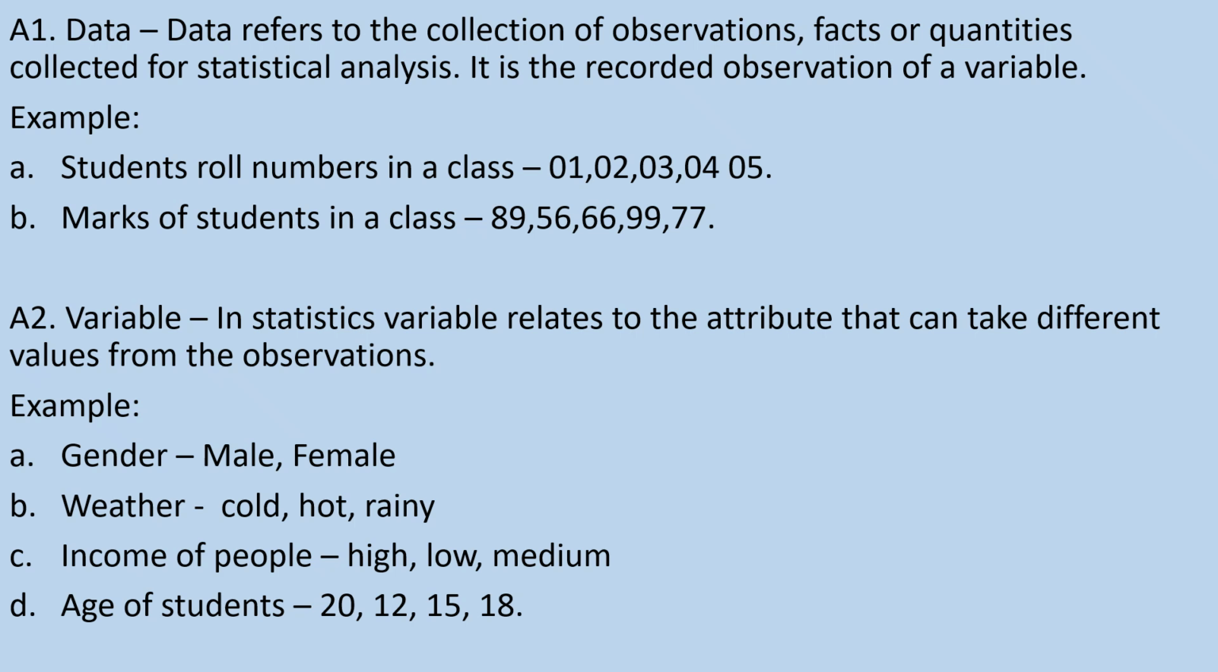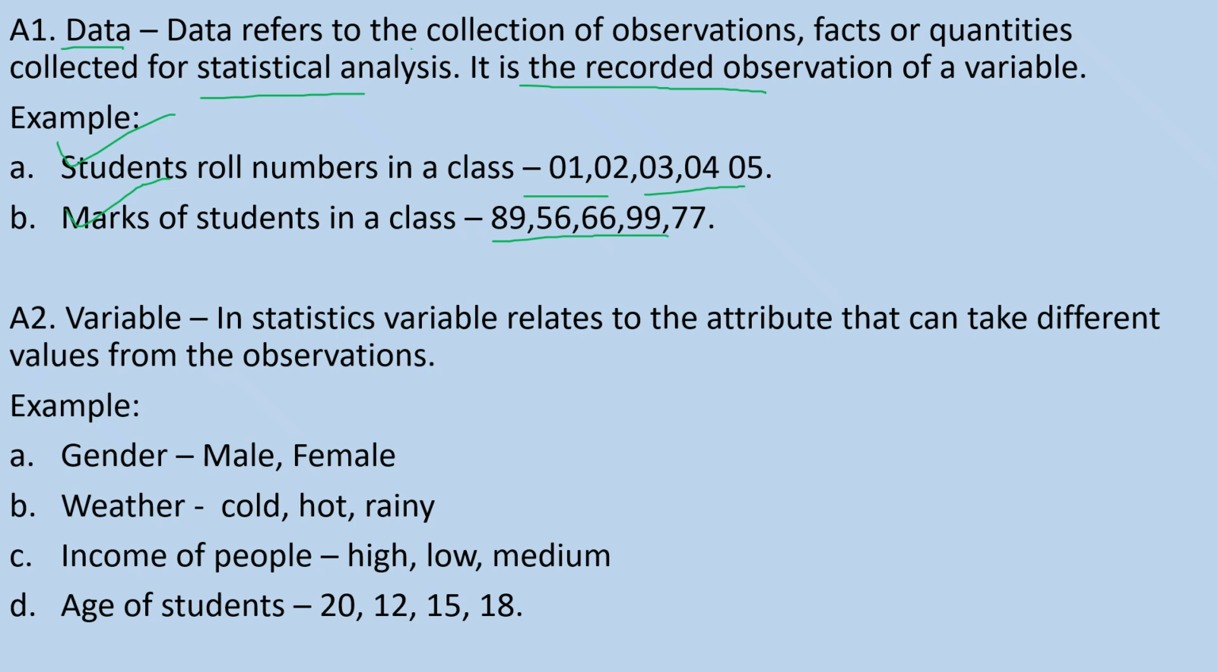So the first question was what is data? So data refers to the collections of observations, facts or quantities collected for statistical analysis. It is the recorded observation of a variable. Now examples of data can be students' roll number in a class, marks of students in a class. So students' roll number can be 01, 02, 03, 04, 05, anything. These are the data, and marks of a student in a class can be 89, 56, 66, 99, 77.